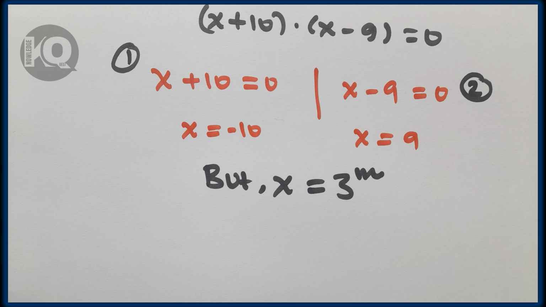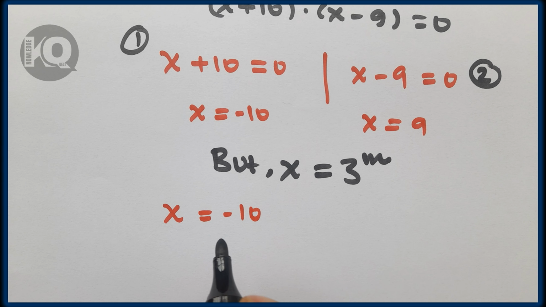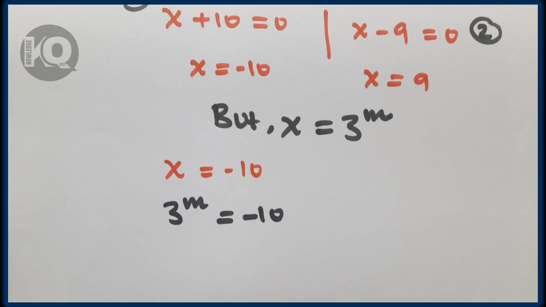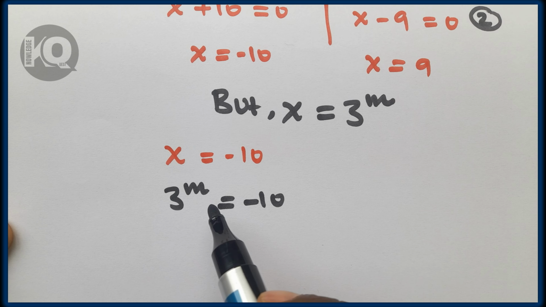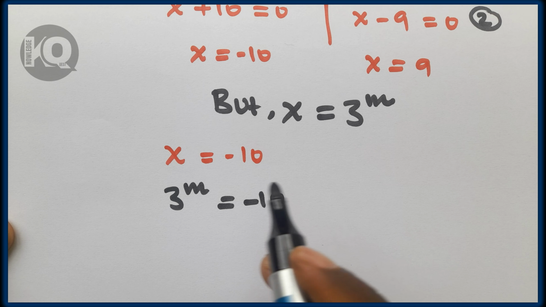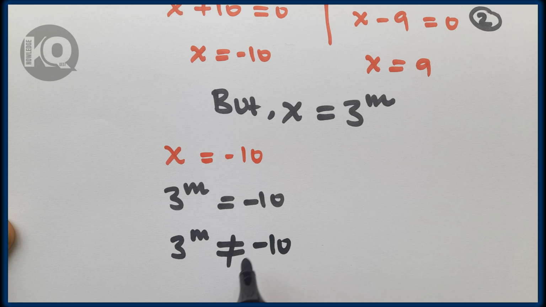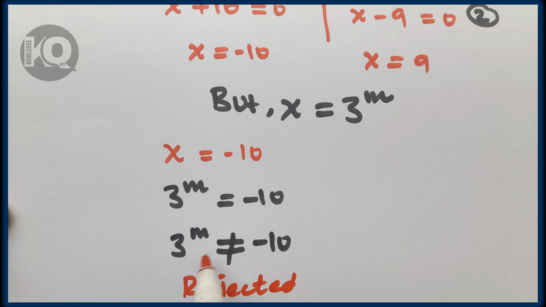For case 1, x is equal to minus 10. So we have 3 to the power of m, which is equal to minus 10. As you have seen from here, exponentiation of any positive real number cannot result in a negative number. So 3 to the power of m is different from minus 10. So this is rejected, because there is no real solution which satisfies this equation, 3 to the power of m equal to minus 10.